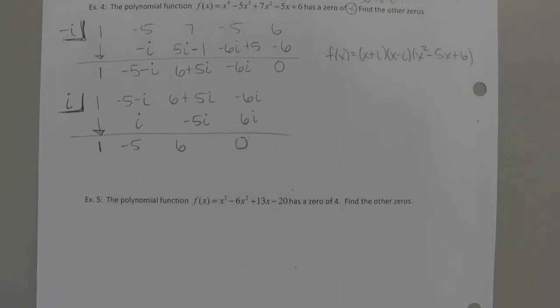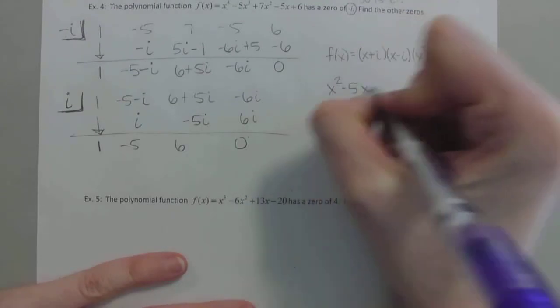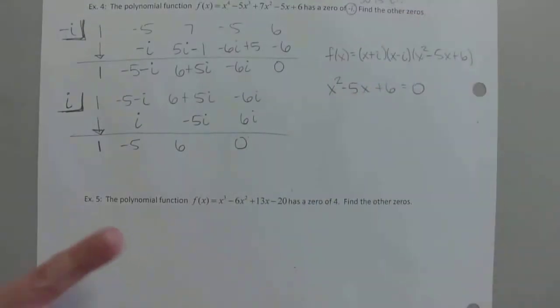So we got it factored, right? So if I want to find my other zeros, do I need to worry about x plus i or x minus i being set equal to 0? No, we already know those are some of our zeros. Who do we need to set equal to 0 and solve? The last one. So when you get a quadratic like this, sometimes it's factorable. In this case, it is. Sometimes it's not, so sometimes you have to use the quadratic formula, and that's okay. That's why we know about the quadratic formula. So we're just going to worry about x squared minus 5x plus 6 being equal to 0.